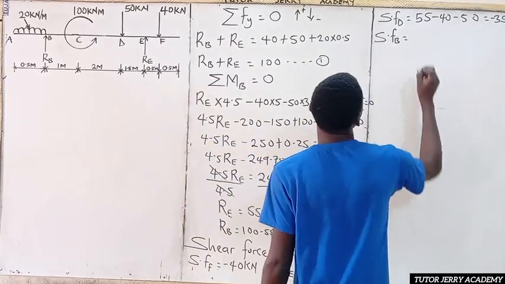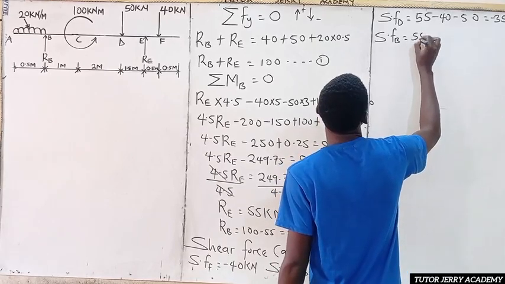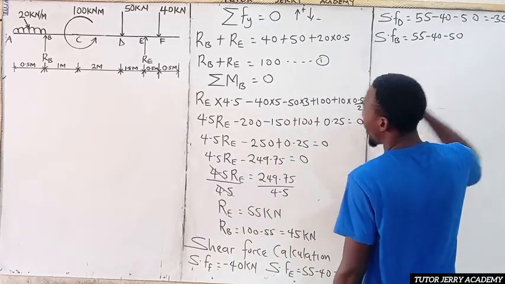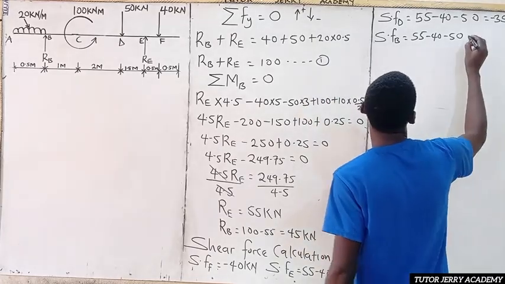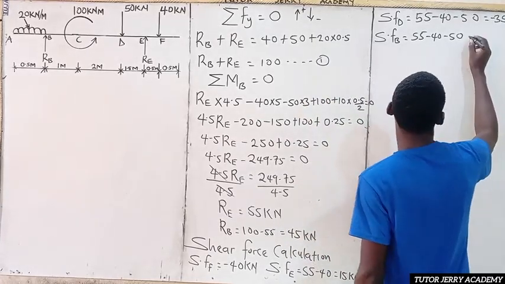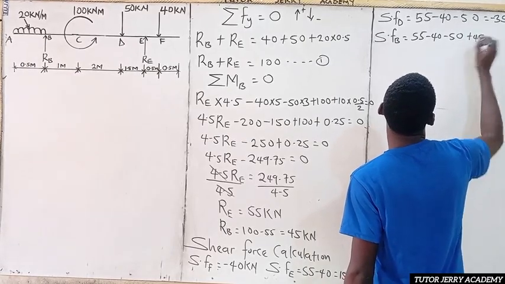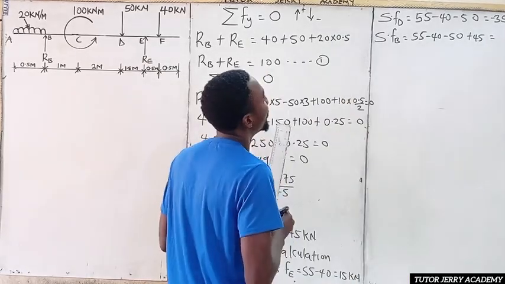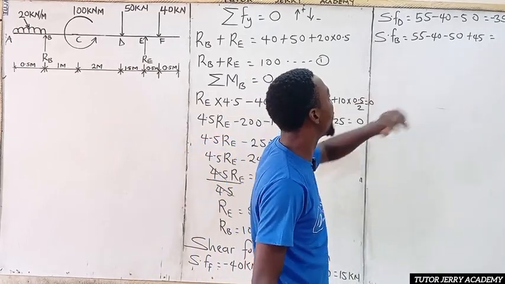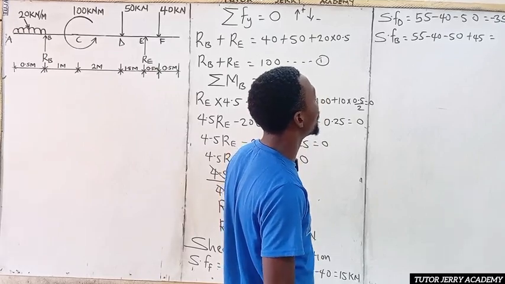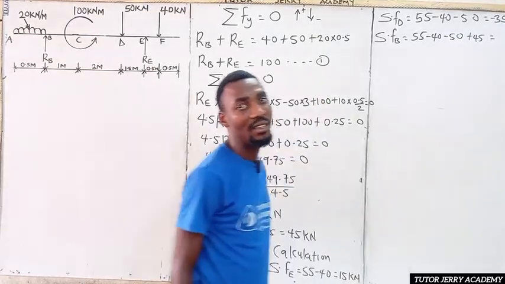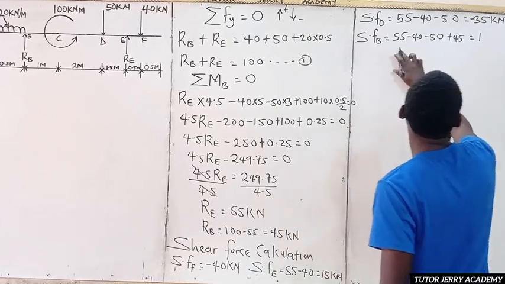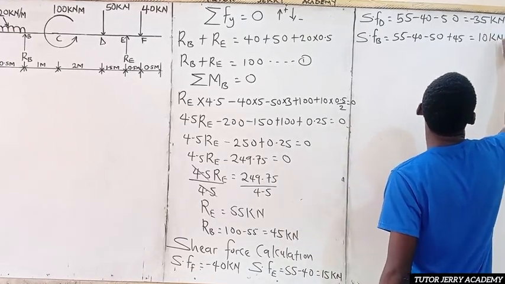So we are going to have 55 minus 40 minus 50. Then we add R subscript B, and our R subscript B is nothing but 45. So 55 plus 45 is 100, minus 90, so that is going to give us 10 kilonewton. All right, 10 kilonewton.